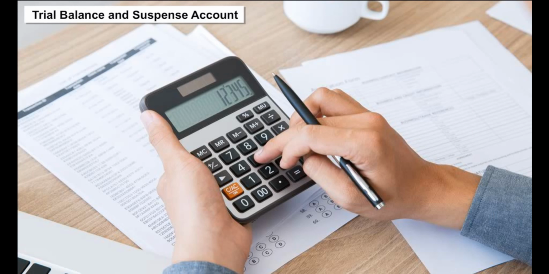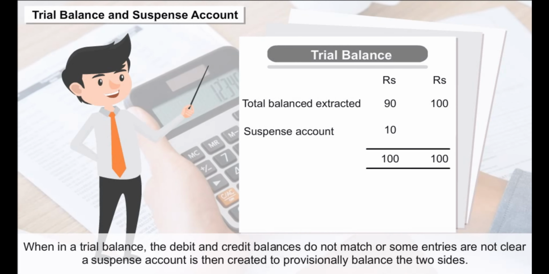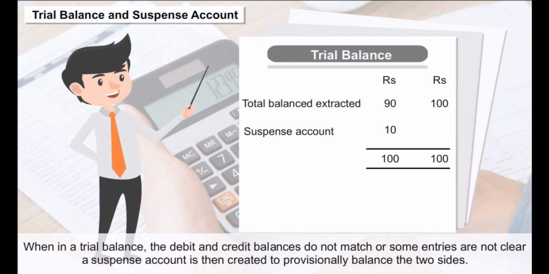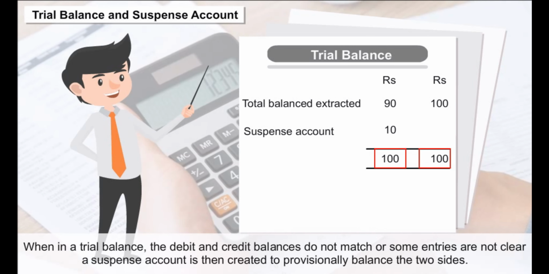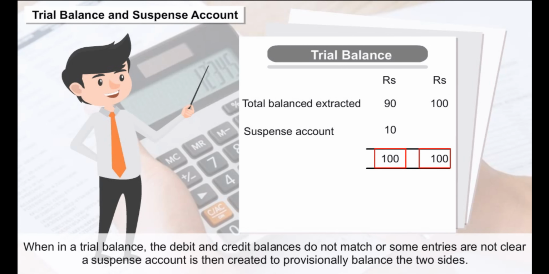Trial balance and suspense account. When in a trial balance, the debit and credit balances do not match or some entries are not clear, a suspense account is then created to provisionally balance the two sides.